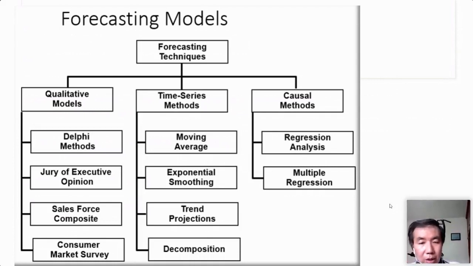Time series methods, in the middle column, include moving average, exponential smoothing, trend projections, decomposition, and so on. For these time series models, you use past data and project it to the future. That's what time series methods relate to. Many of us will feel very strongly that the 2018 and 2019 data do not contain COVID-19 scenarios, so it may be very difficult to use that data for projections.